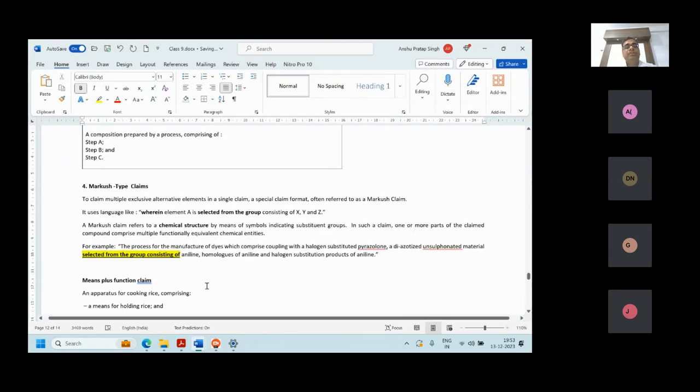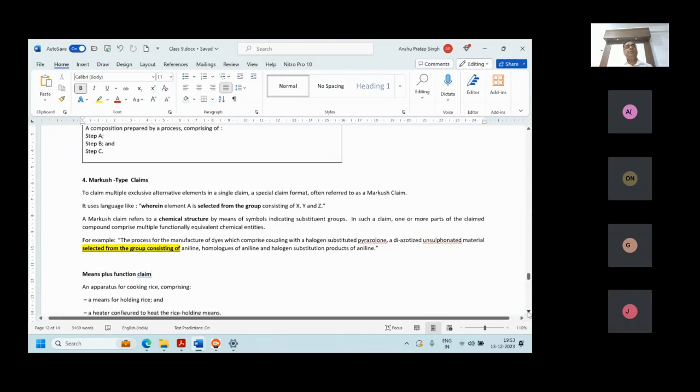But no one is going to ask you what a Markush type claim is in general. You have to draft. But for your understanding, aniline, homologous, this is how claims are drafted, wherein a particular element is selected from the group consisting of this. This will give you a Markush type claim.